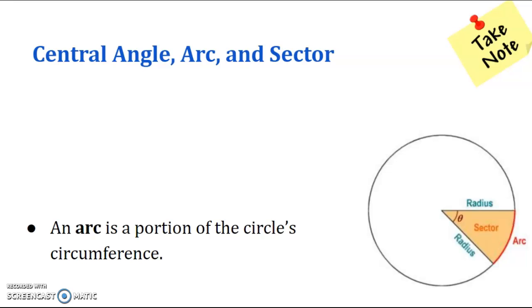So now we're going to be talking about arc. We've talked about central angle, and we've talked about sector. What is an arc? Arc is a portion of the circle's circumference. So remember, sector is a portion of the circle's area. Then arc is a portion of the circle's circumference. Circumference is the outside length, remember?